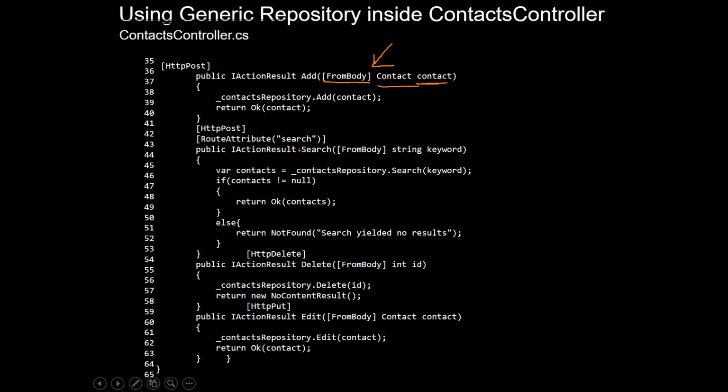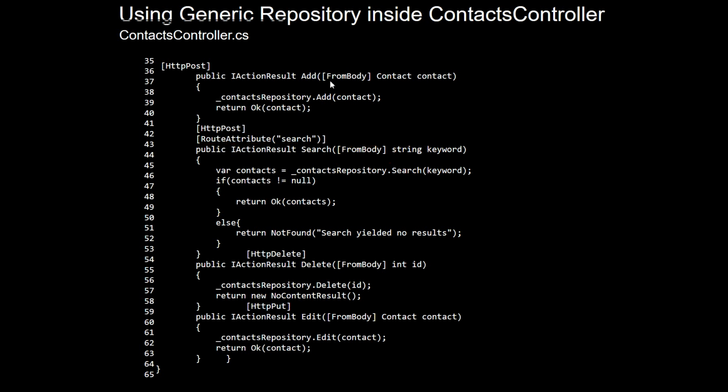And then the route attribute is going to be used to override or tag the URL segment. For example, in this case, I say the route attribute should be search, which means the URL is going to be like this: slash API, slash the name of the controller, which is going to be contacts, and then whatever you specify in the route attribute, which is going to be called search. And then the from body is going to say the keyword. The keyword is going to come in the body.